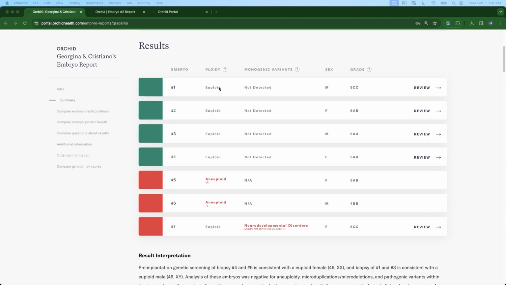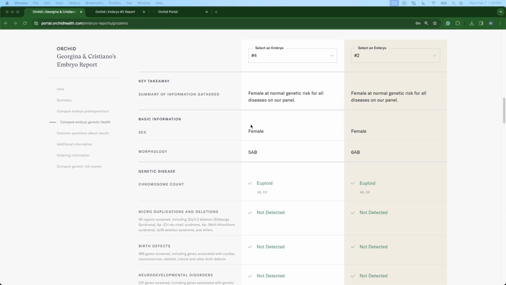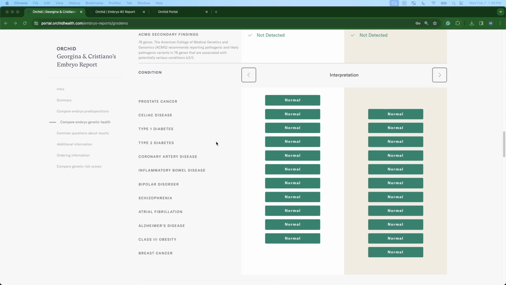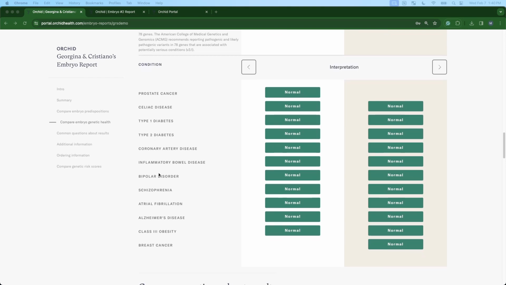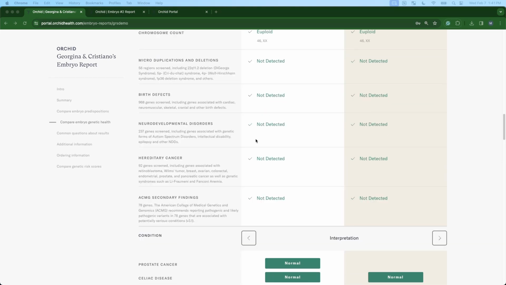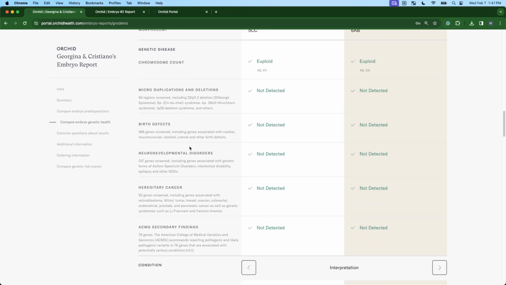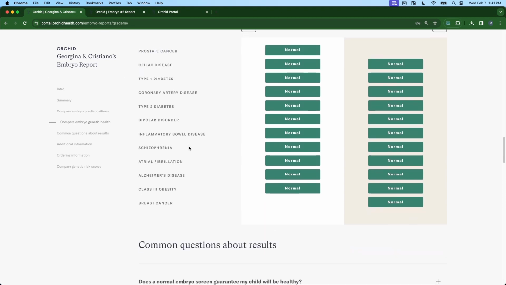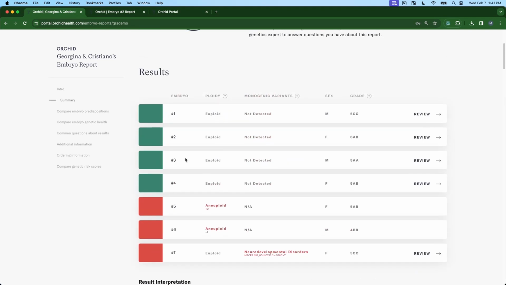You'll always get the information about the chromosome results, whether or not an embryo is chromosomally normal or abnormal, and if monogenic screening was performed, you'll also get a list of those results. At the bottom of the main page is where you'll find the information about the genetic predisposition screening. You'll get a list of all the conditions that were screened and whether or not an embryo fell in the normal or elevated range. Normal means genetic risk similar to the general population, whereas elevated is elevated risk compared to the general population. You'll also have the opportunity to compare embryos to each other and get more detailed information as well. The detailed information lives at the top of the report.